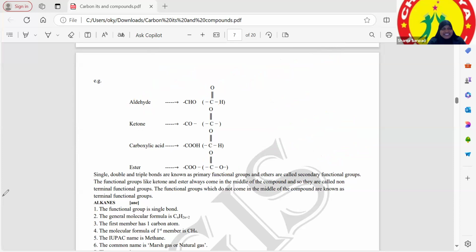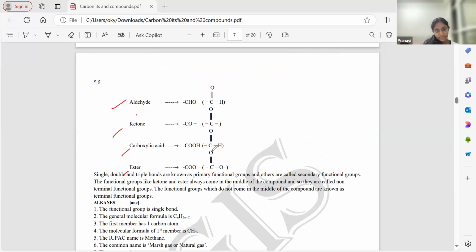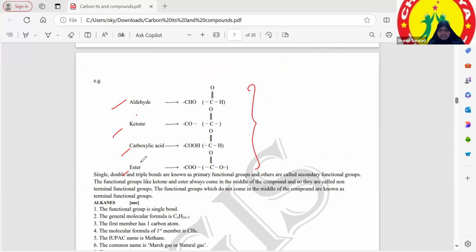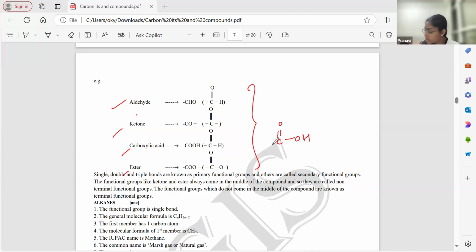If you are interested, please note down these functional groups: aldehyde, ketone, carboxylic acid, and ester, which have a carbon-oxygen double bond in their structures. You can distinguish them easily from the others. Just remove this printing mistake. It should be C double bond O OH. Okay. Can I note these down? Yeah, please go for it.